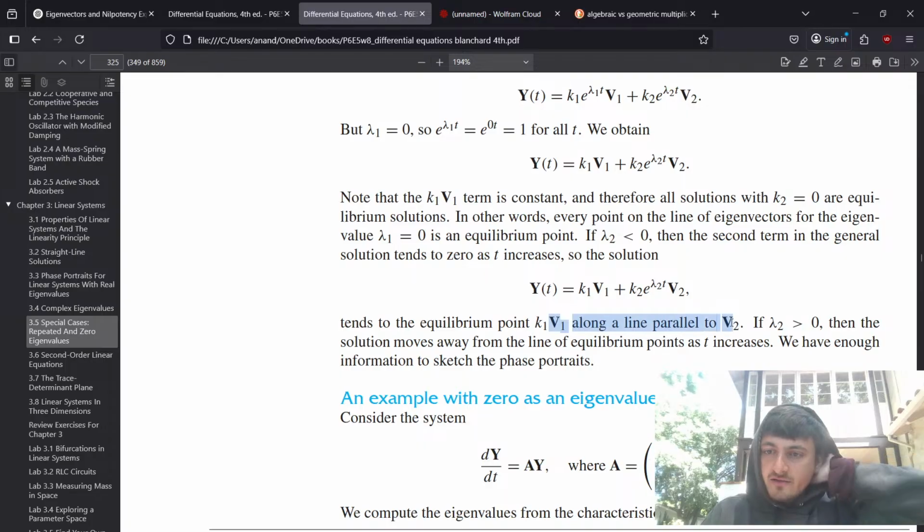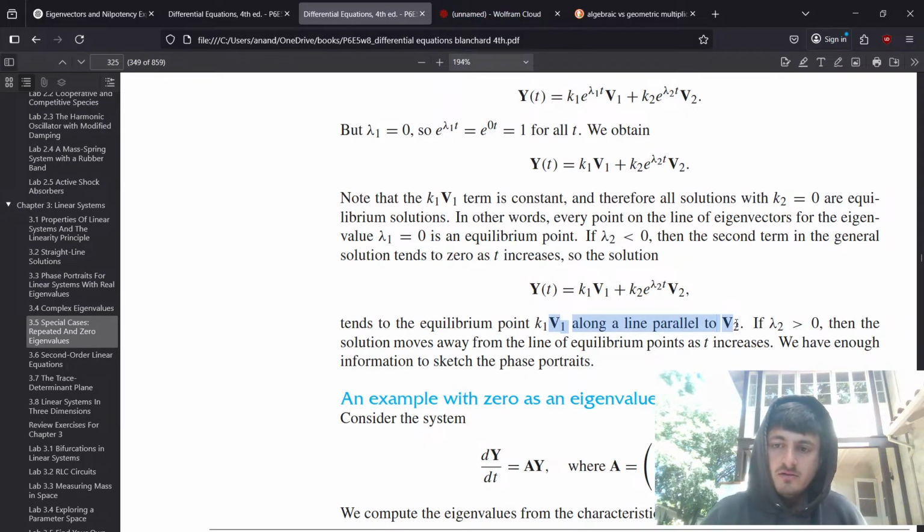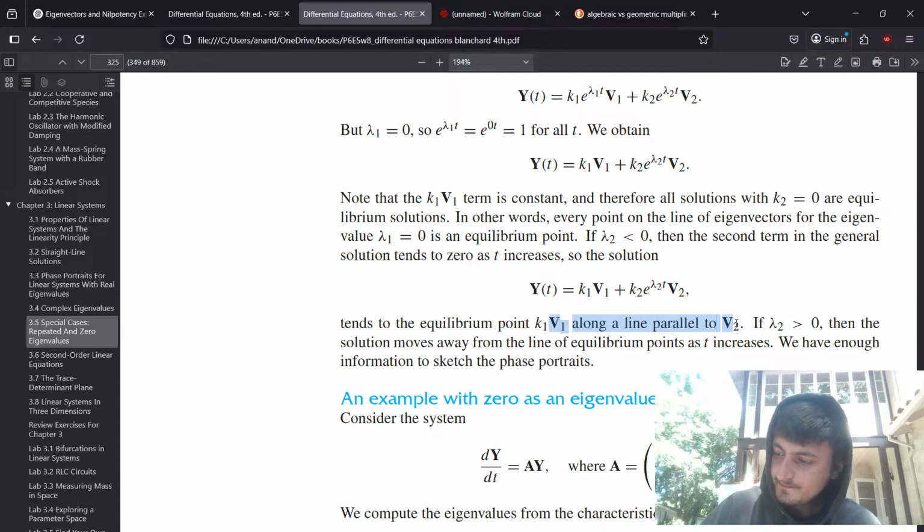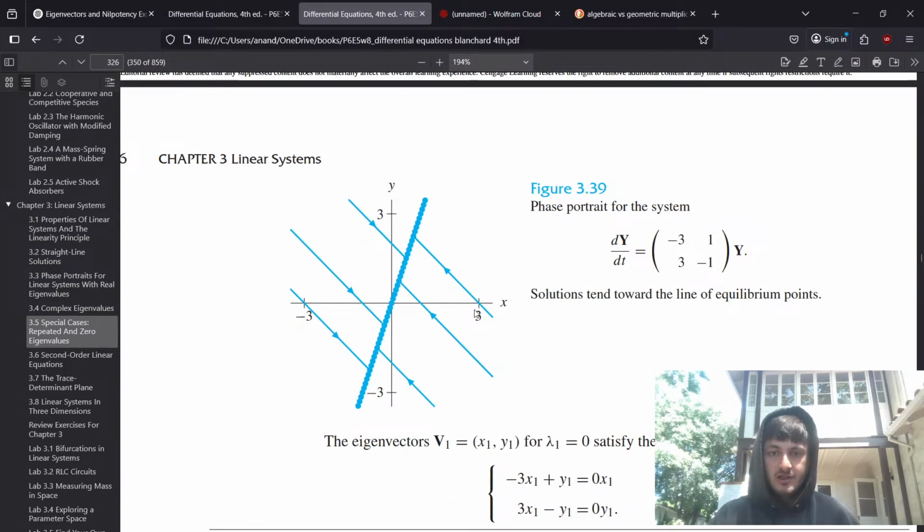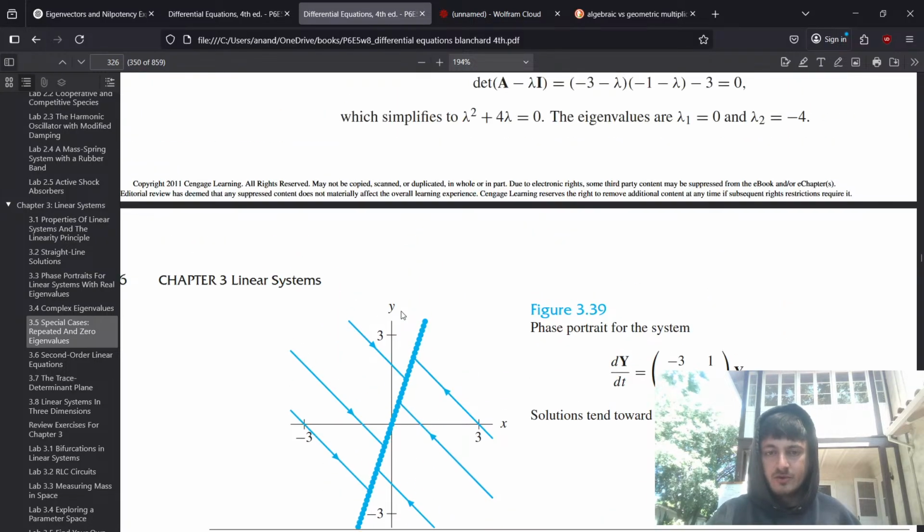Interestingly, though, it's not guaranteed that v1 and v2 are going to be orthogonal. So it's not necessarily going to take the fastest route. Do we have a picture? See here, if v1 and v2 were orthogonal, then for any initial condition, you would be going as fast as you possibly could, with as little travel as possible to the equilibrium line.